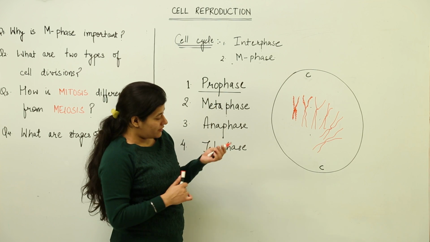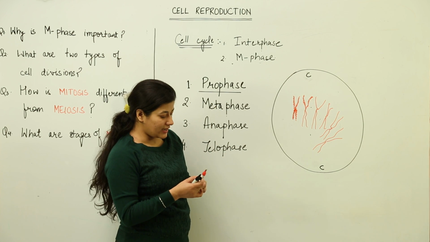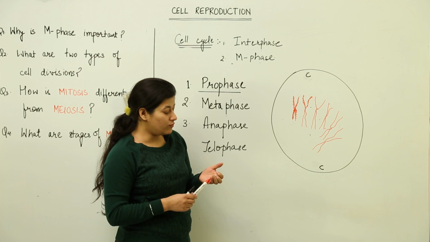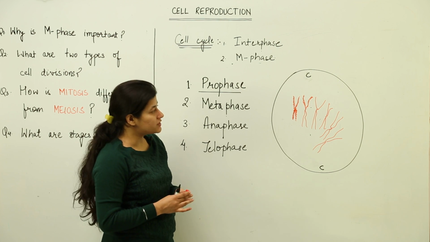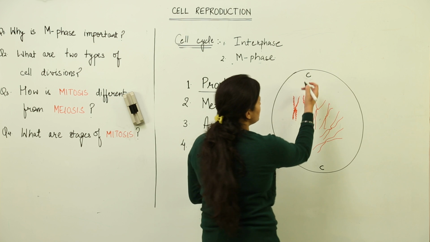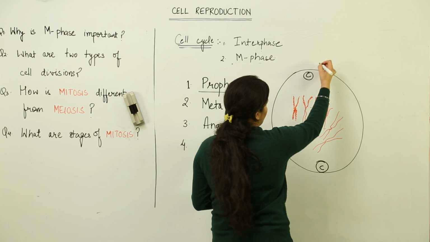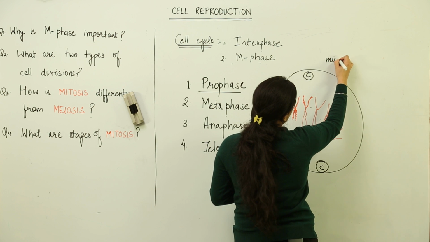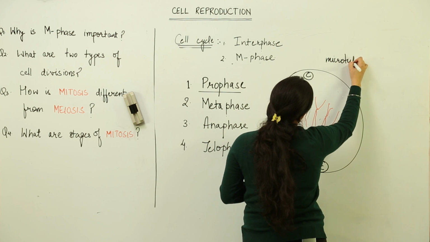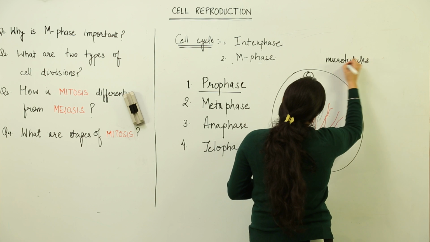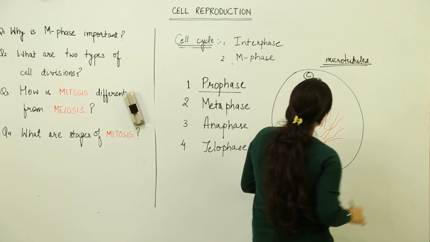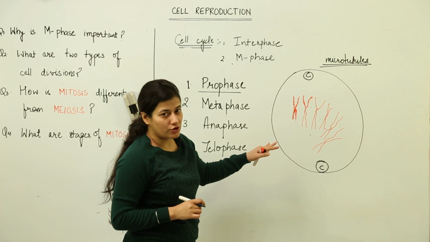Okay. Now, we had talked that centrioles get duplicated during the S phase, they move towards the poles during the prophase. What is the function of these centrioles? Centrioles are microtubular structures. Their function is that they are going to form microtubules only, but these microtubules are going to serve the purpose of separation of the chromatin material.